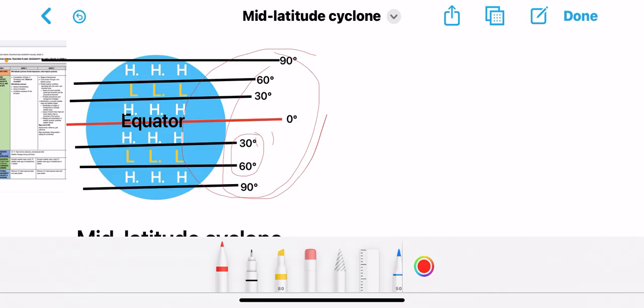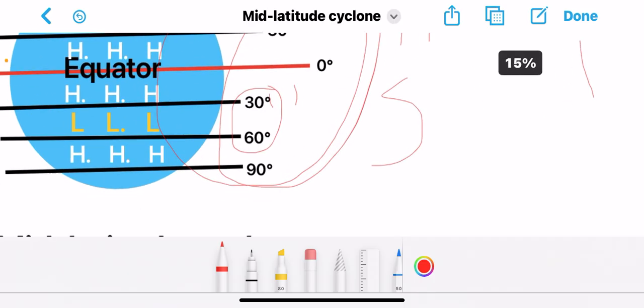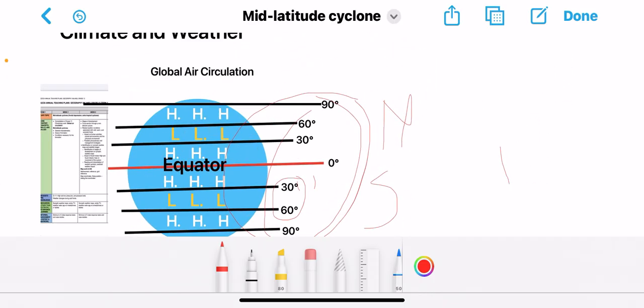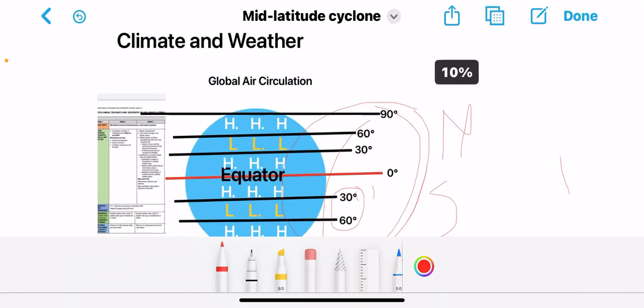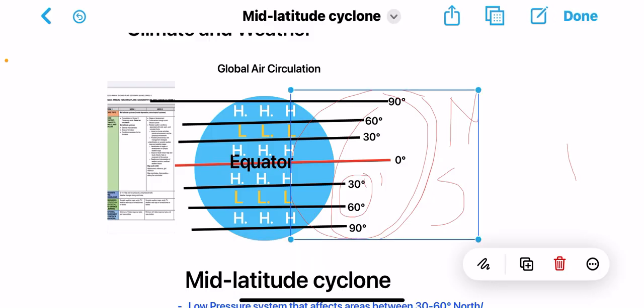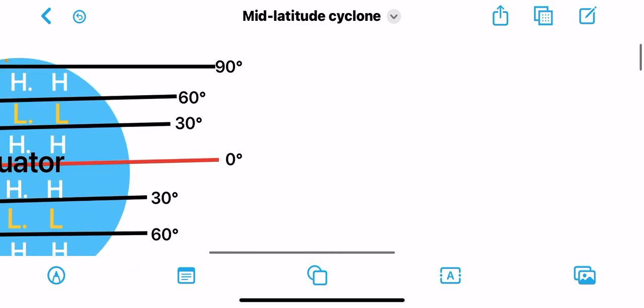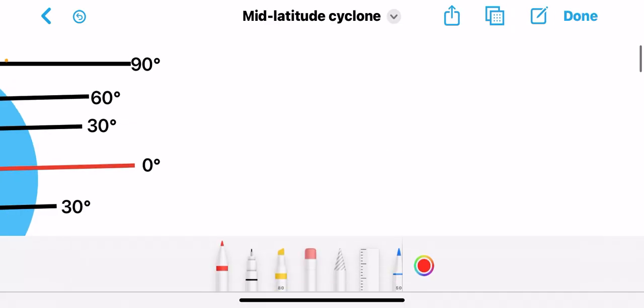Between all of these pressure belts in the northern hemisphere. We know that above the equator we have the northern hemisphere and below the equator we have the southern hemisphere. So now we're going to focus on mid-latitude cyclone. I won't really touch the global air circulation because we learned about it in grade 11. If you still have problems with the global air circulation, please specify in the group so that we may do a revision.